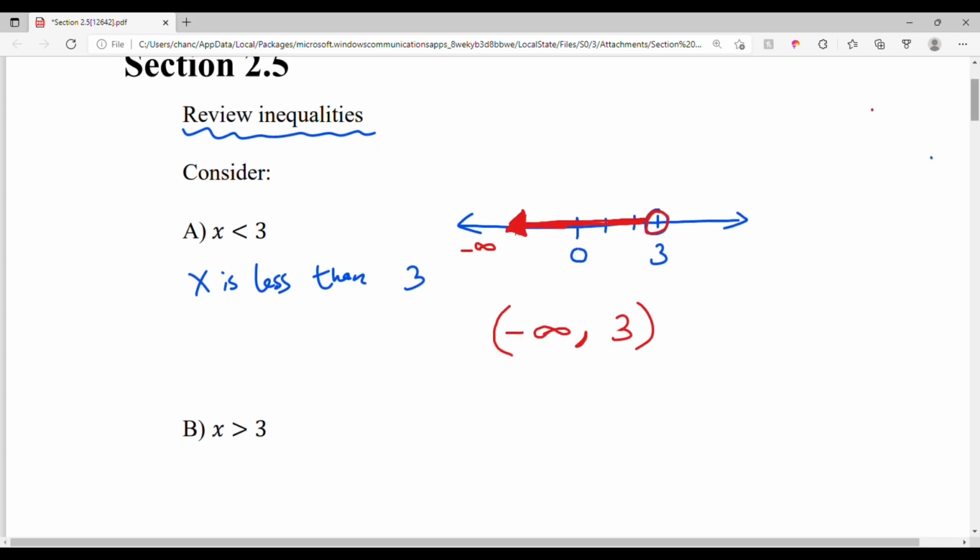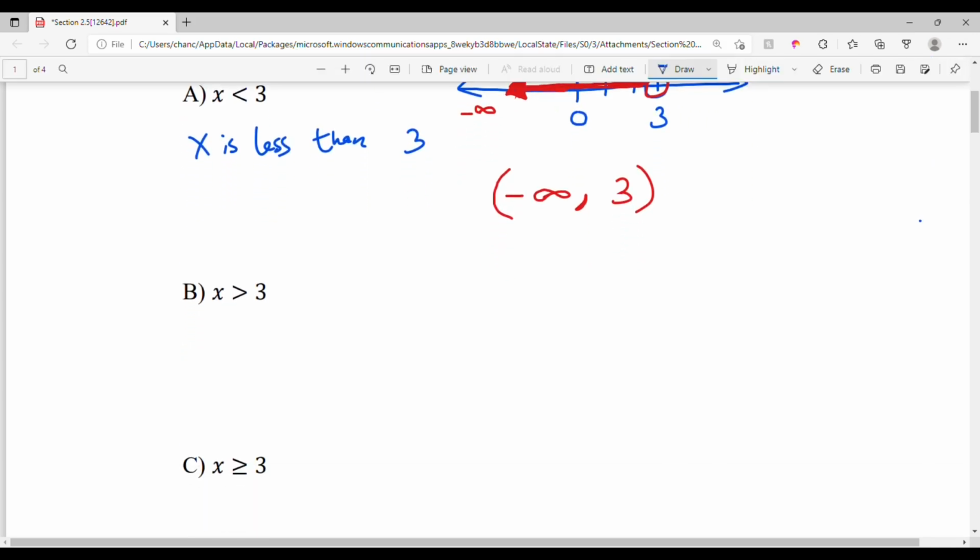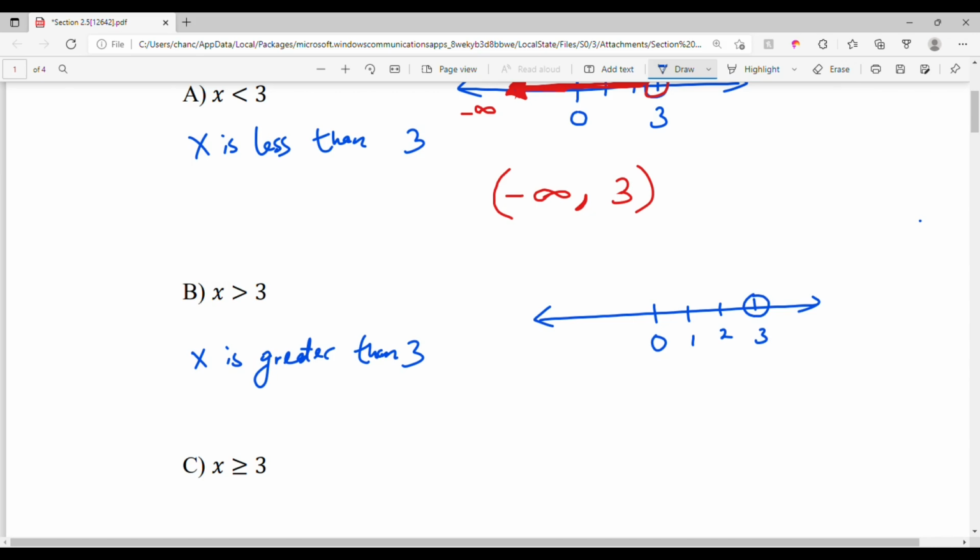Let's look at part B, a different scenario. In part B, this is pronounced x is greater than 3. Let's draw our number line. We need to start with a 0 in the center, and then we'll count to 3. And again, we're going to put an open circle because we're looking at the values of x that are greater than 3 but not including 3. So we'll draw an open circle at 3.